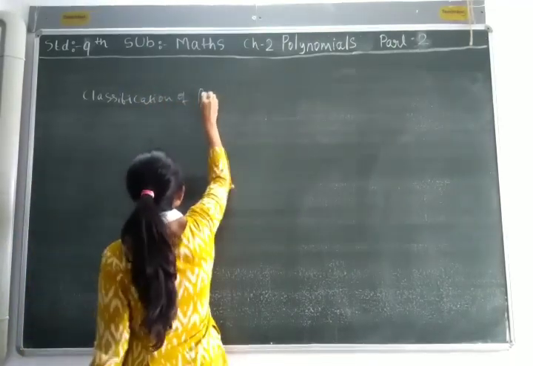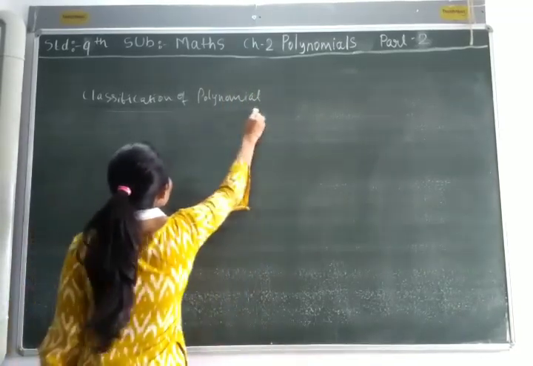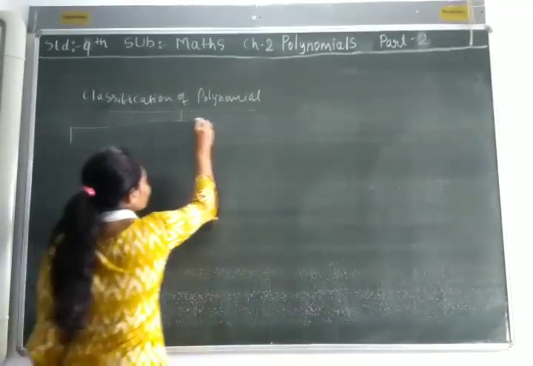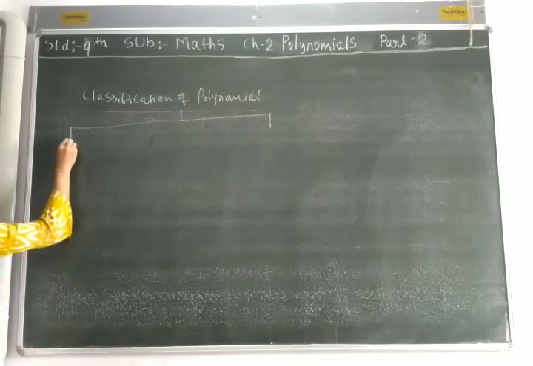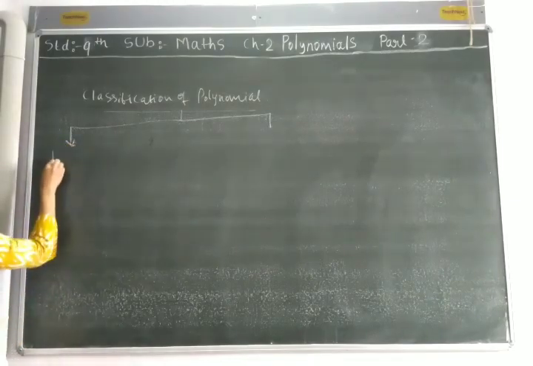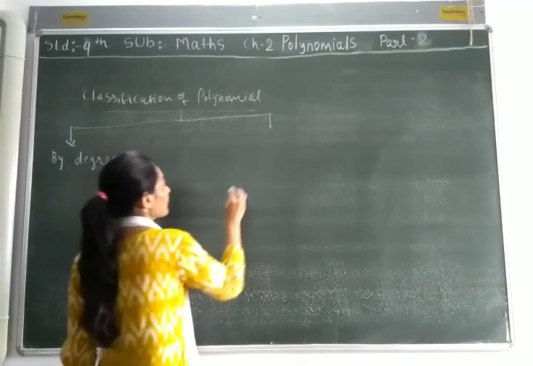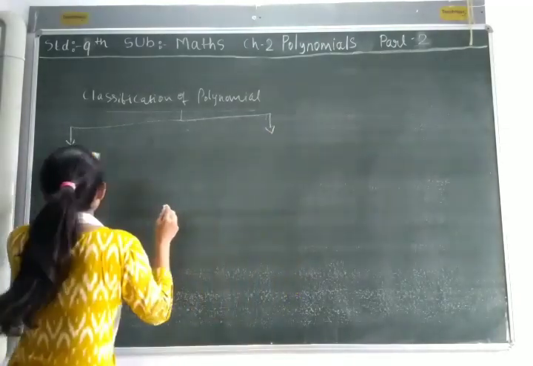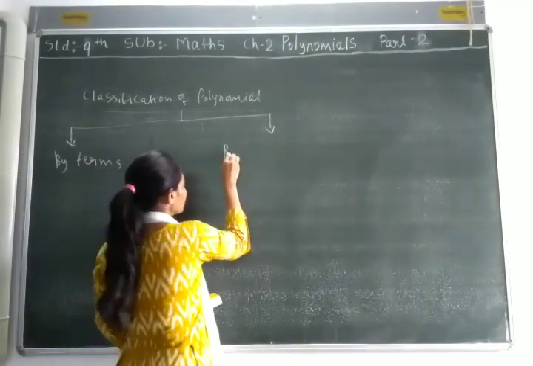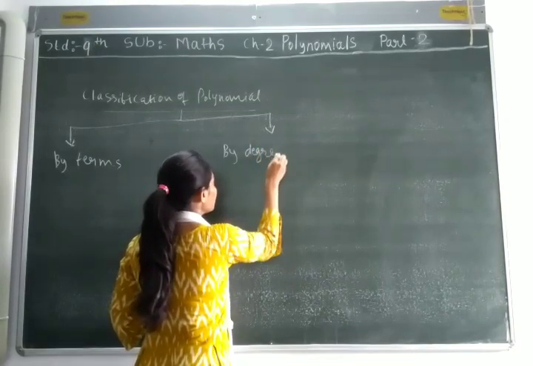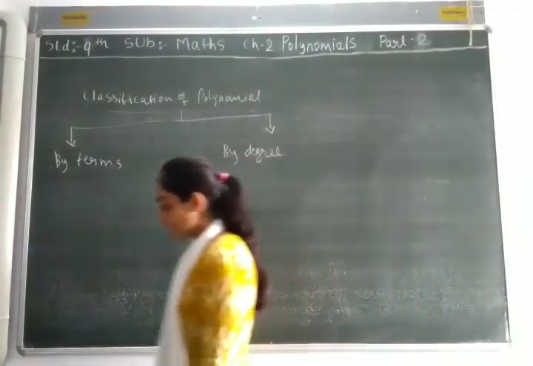Classification of polynomials. Polynomial can be classified with two types. First one is by term, and the second one is by its degree. Okay, the first one is by term and second one is by degree.